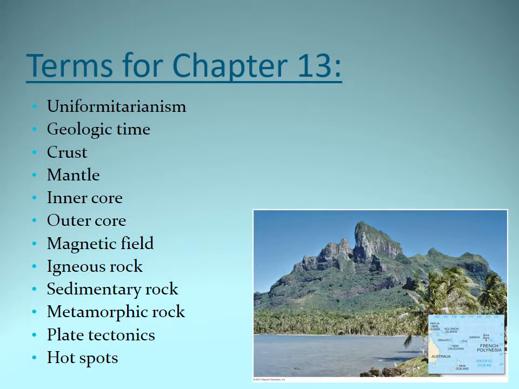The most common terms for Chapter 13: we will be looking at a concept called uniformitarianism, then a little bit about geologic time, and the pieces of the inner parts of the Earth, the solid parts of the Earth: the crust, mantle, inner core, and outer core. We'll talk about which one of those produces the magnetic field. There are three basic types of rock: igneous, sedimentary, metamorphic.